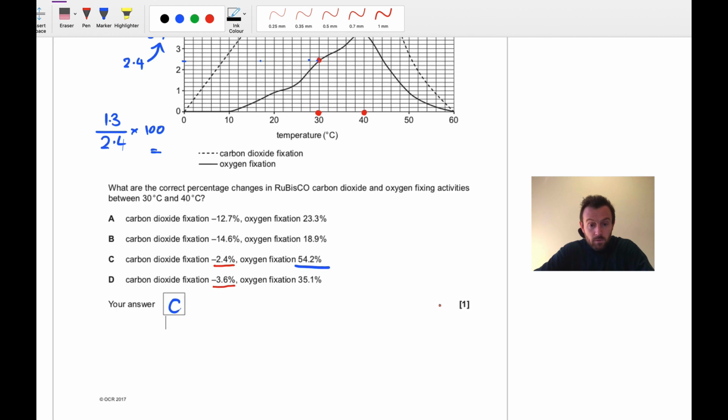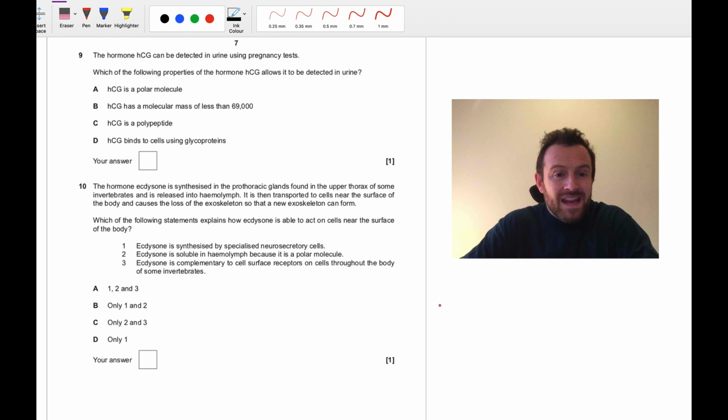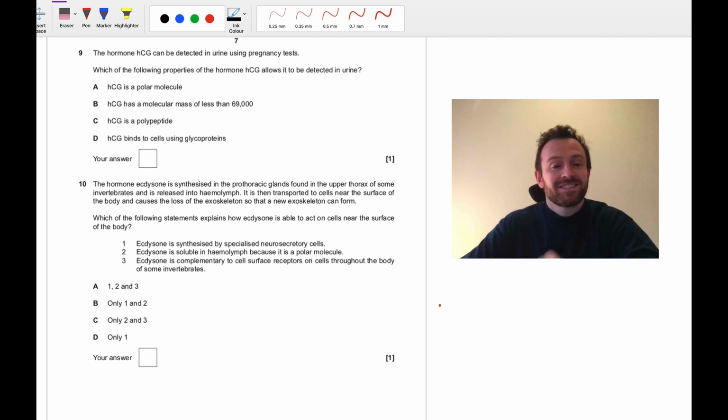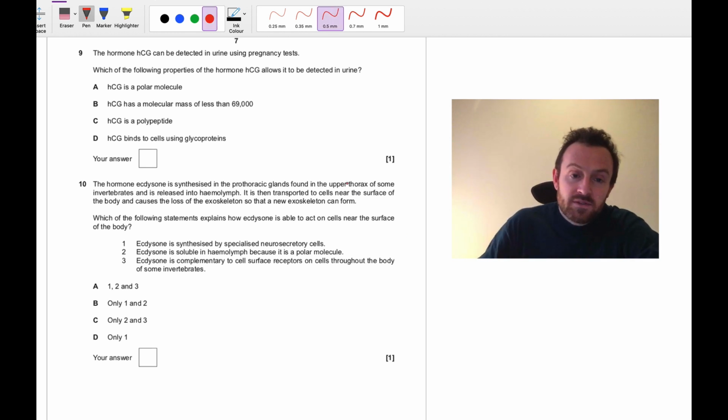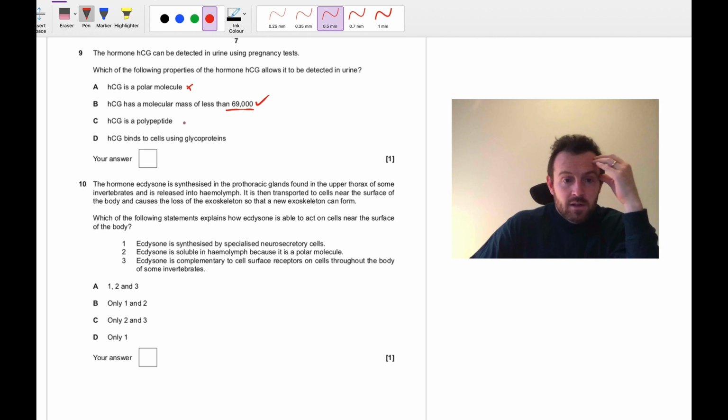Okay, zooming out a bit more. Okay, moving on. 9. The hormone HCG can be detected in urine using pregnancy tests. Which of the following properties of the hormone HCG allows it to be detected in urine? It's not really that, I don't think. Okay, well this is a property, because this means it can get out at the glomerulus, it is passed in ultrafiltration into the filtrate, and then it gets into urine. This isn't really relevant, and this isn't really relevant, so it's just B.